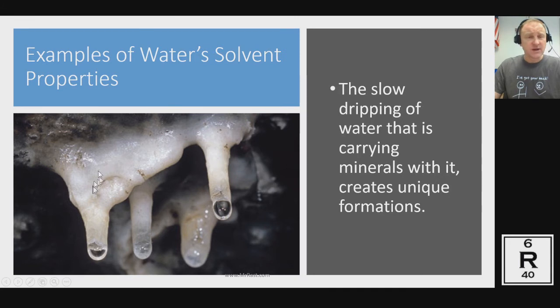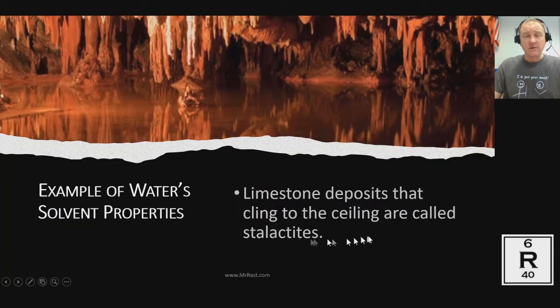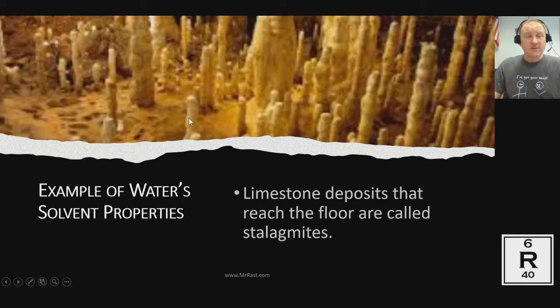And when these formations come from the ceiling, they are called stalactites. So stalactites are calcite coming from the groundwater, or from the water seeping through the ground to the ceilings of caves. So this is limestone deposits that cling to the ceilings, and they're called stalactites. When this comes down, some of the water might drop to the floor, leaving this limestone or calcite, which is calcium carbonate, onto the floor, and it will start to build up. The formations that build up are called stalagmites.